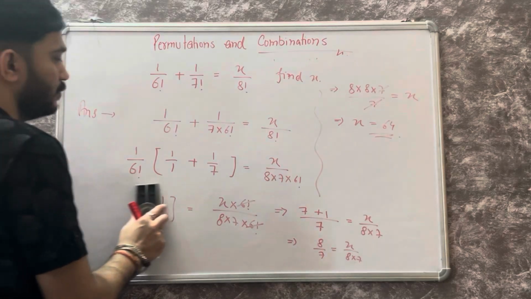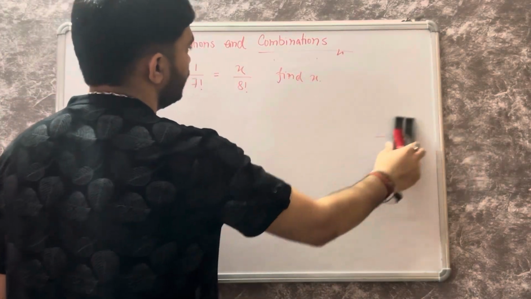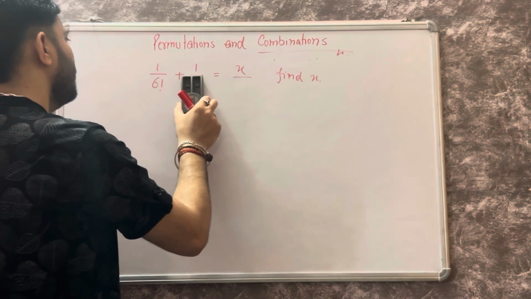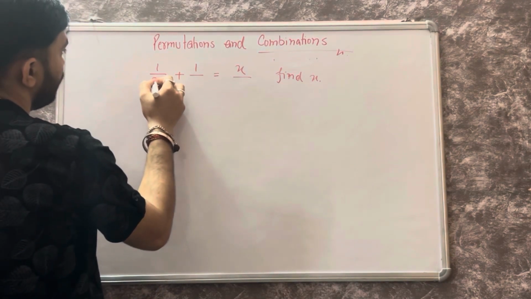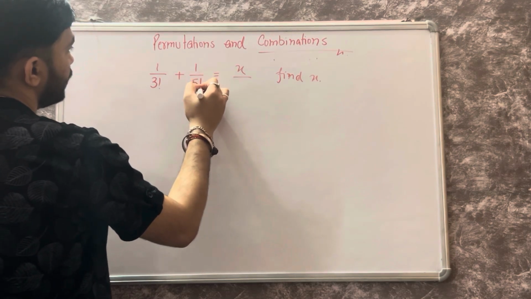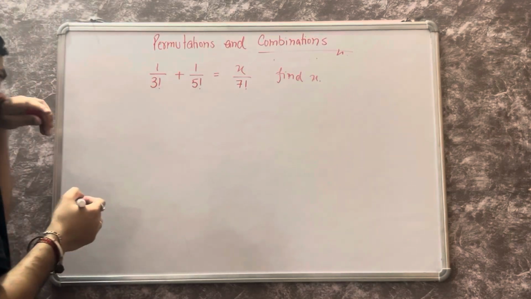Now let us solve one more example of this type of question. What if you have to find the value of x again and the question given to you is 1 upon 3 factorial divided by 1 upon 5 factorial equal to 1 upon 7 factorial. So let us solve this.